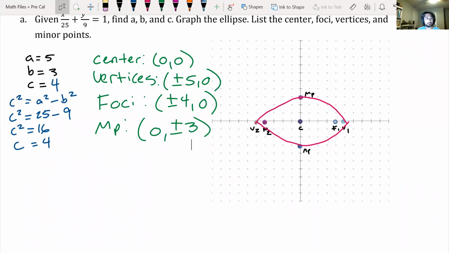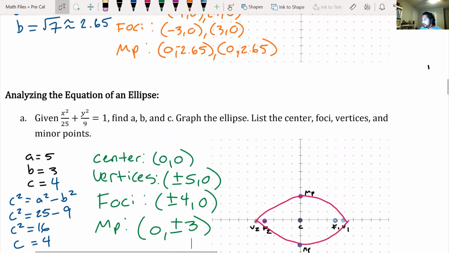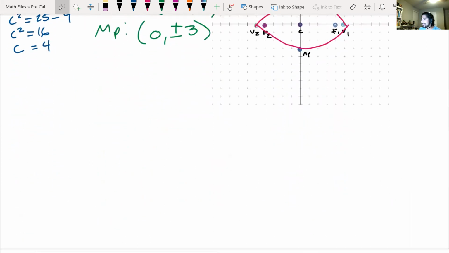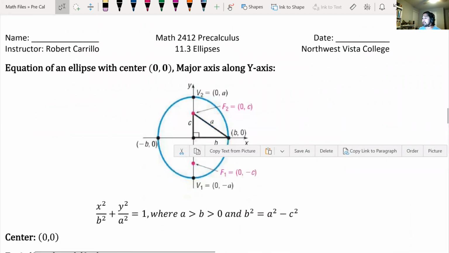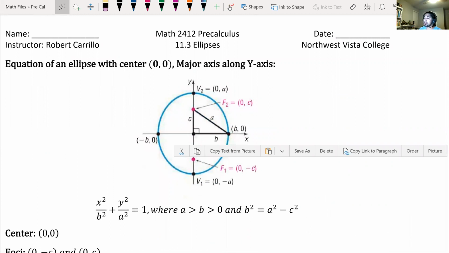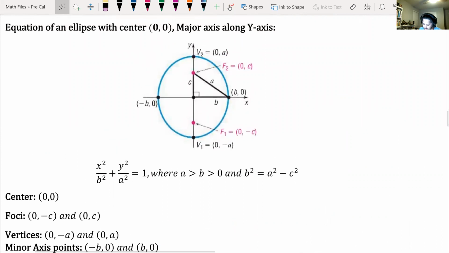All right. Okay. Good with that. So those are ellipses with the center at the origin, and the major axis is the x-axis. And now we get into ellipses with the center at the origin, but the major axis is now on the y-axis. Okay. So with that, a couple things change. Well, not a couple, probably just one thing changes, right? So still, A still represents the distance from center to vertices. B still represents the distance from center to minor points. And of course, C still represents the distance from center to foci.